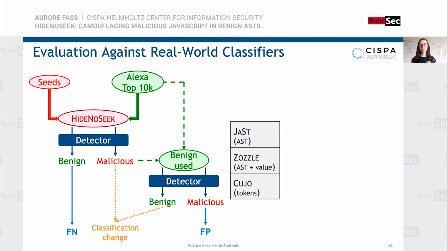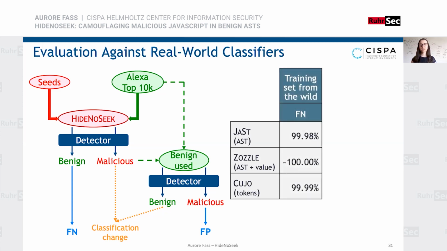All three JavaScript detectors are working with machine learning. So the first step consisted in training the detectors. And to do that, we considered our malicious training set from the wild, meaning that there is no HideNoSeek samples in the training set. We considered that HideNoSeek had never been seen before. And as you can see here, nearly all of HideNoSeek samples are misclassified, which is exactly what the attack was aiming at. So here, this is perfectly working. Let's see now if we can find a defense against our attack.